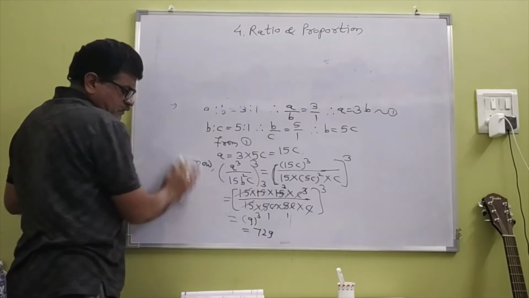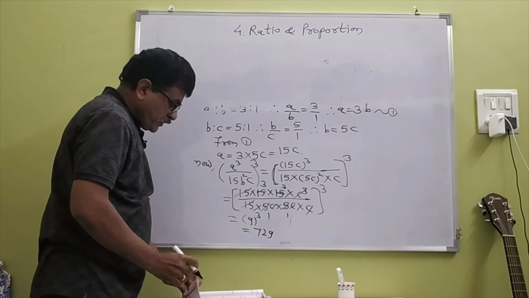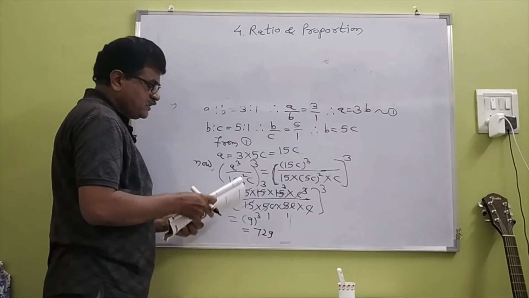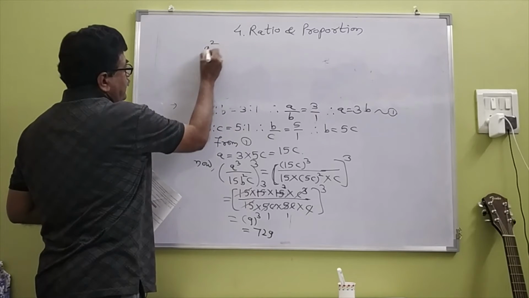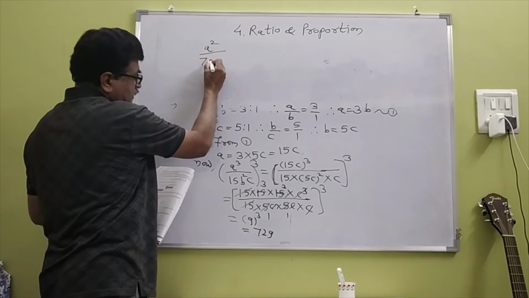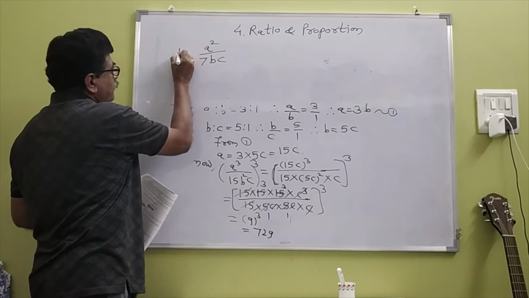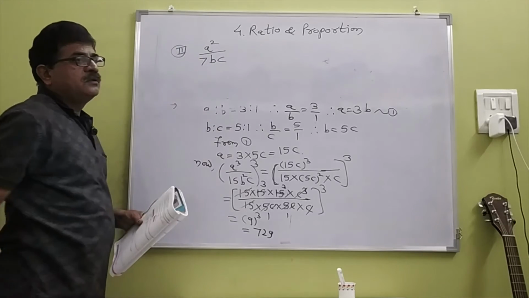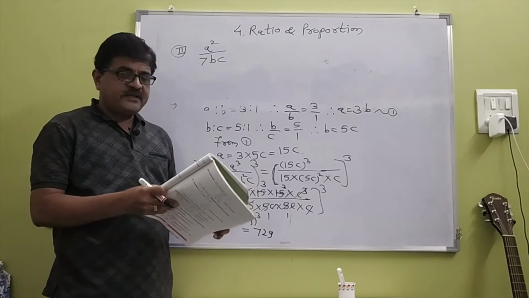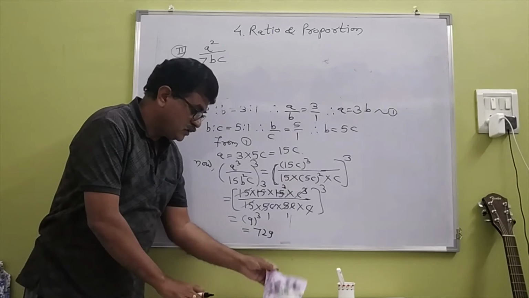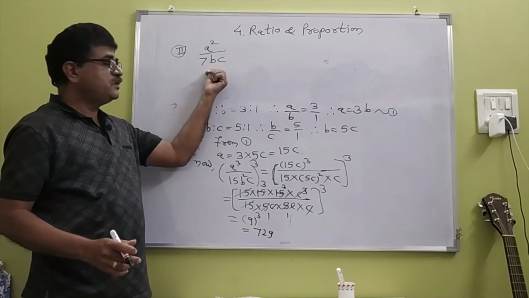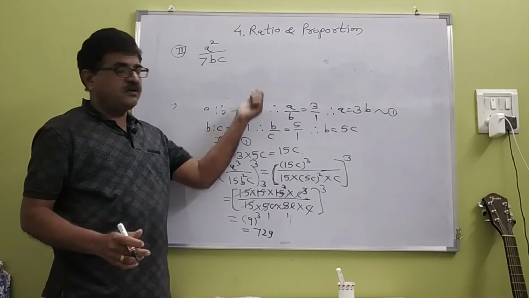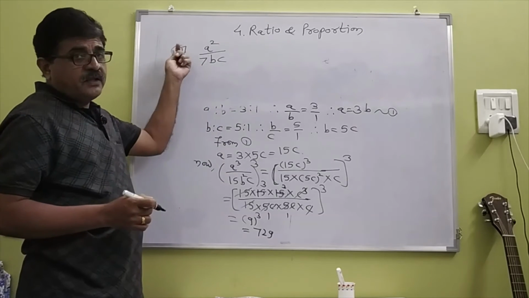Now second example, solve second example of this. A square upon 7BC. You solve this example. First, stop the video and you start to solve this example on your notebook.